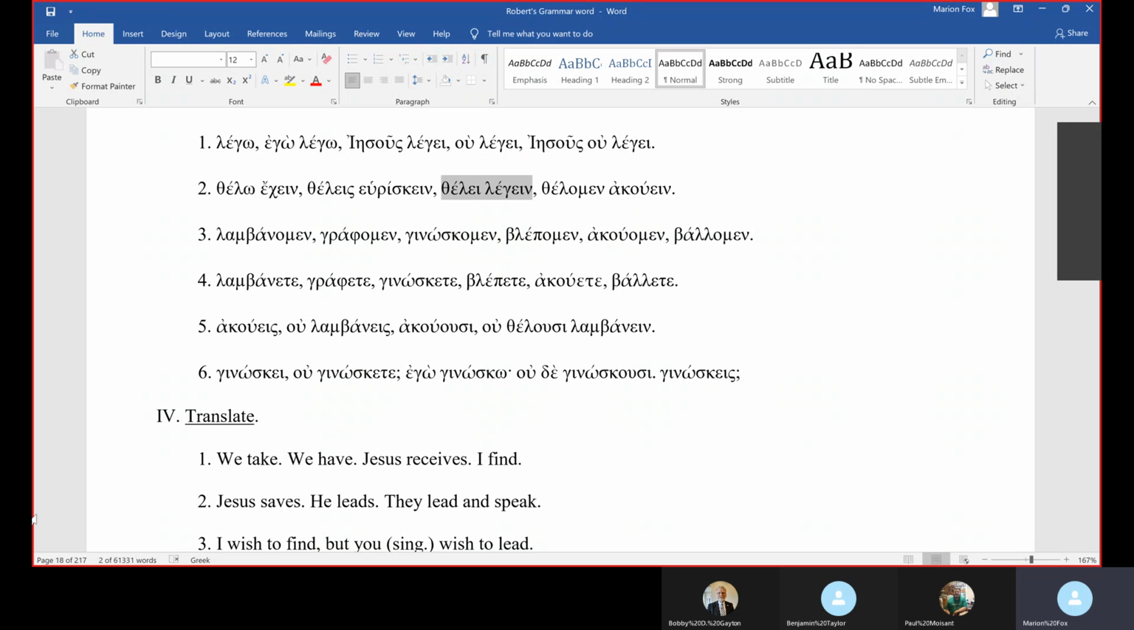Legain. Again, we've got the infinitives on this line. Delay, that's third person singular. He, she, or it wills to speak. Legain is from lego, to speak, I speak. He wills, he desires to speak. Someone could desire to have spoken to the Lord, for example.